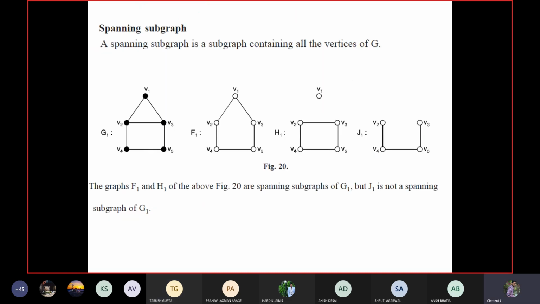Spanning subgraph. Certainly, it will cause confusion to you. What is the difference between subgraph and spanning subgraph? So please listen properly, then I'll ask you some examples. What is subgraph? What is spanning subgraph? First, let us enter into the definition of spanning subgraph. Actually, spanning subgraph is a derivation of the subgraph only.